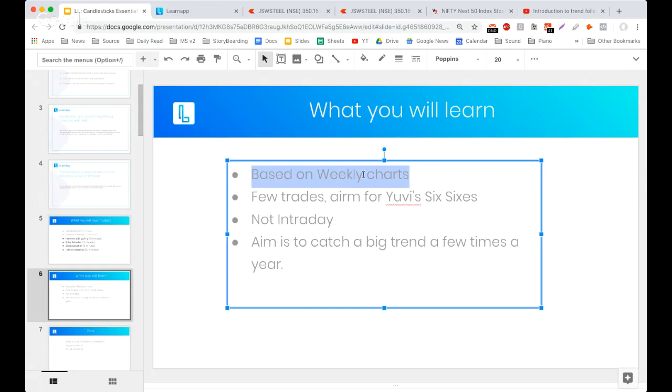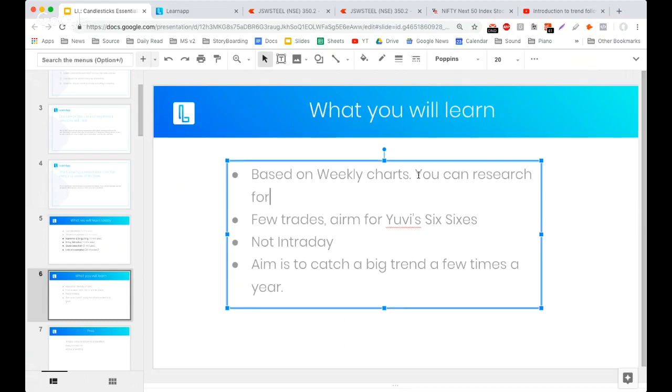It's a higher time frame. Now the question is, can you do this on daily? Yes. You can research on the daily time frame as well. That's something you have to do if you're interested to see if the daily works or not. Another thing is that these are very few trades, and we're aiming for sixes, which means we're aiming for a home run. We're aiming that we get one or two really good trades which move in our favor.